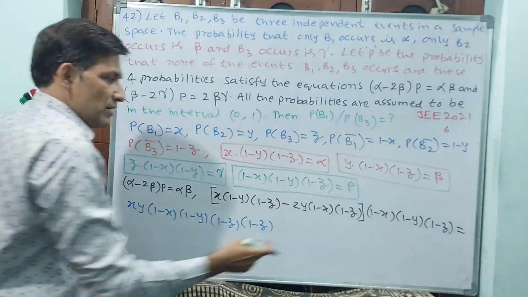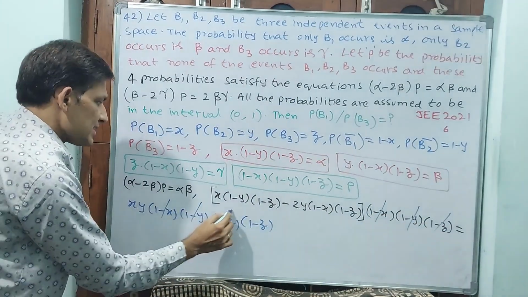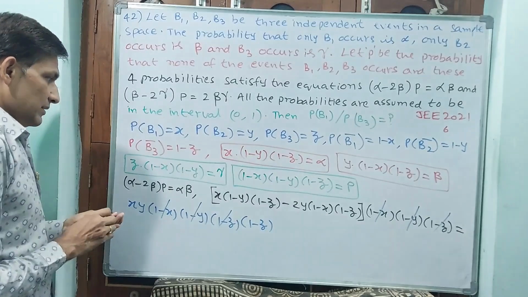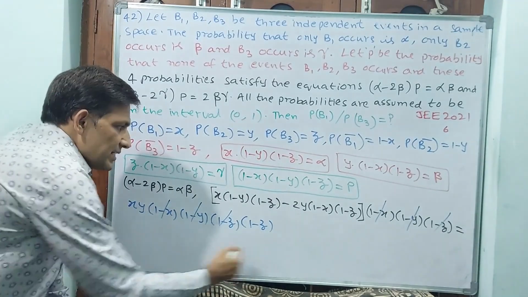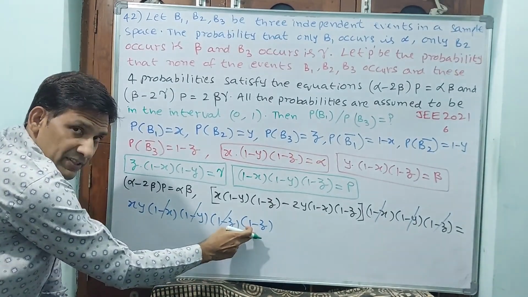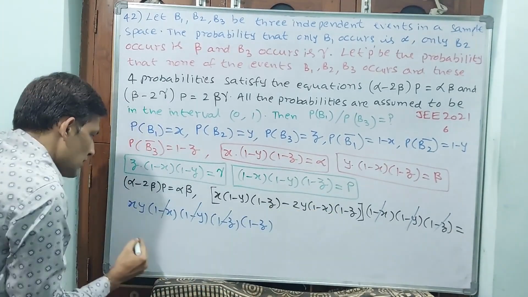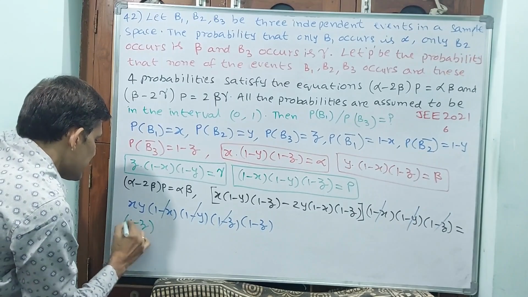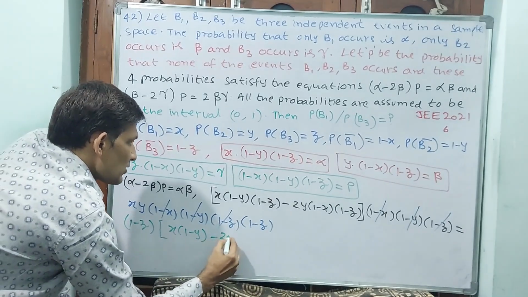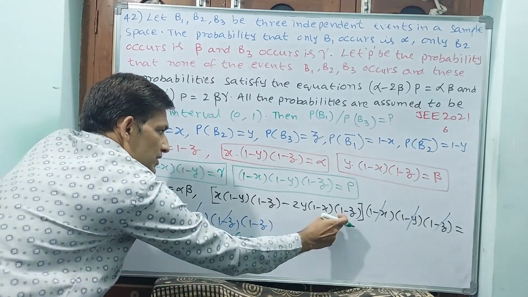Now you see what I want to say. This is common only: 1 minus x, 1 minus y, 1 minus z. I have cancelled them on both sides. If I cancel, see what will happen. I am writing here, because otherwise we are going to get confusion. Now 1 minus z is left on the RHS side. Here 1 minus z you can also take common. If I take 1 minus z common, then what will happen? x into 1 minus y minus 2y into 1 minus x, because here z is gone, 1 minus y is there, here z is gone, 1 minus x is there.